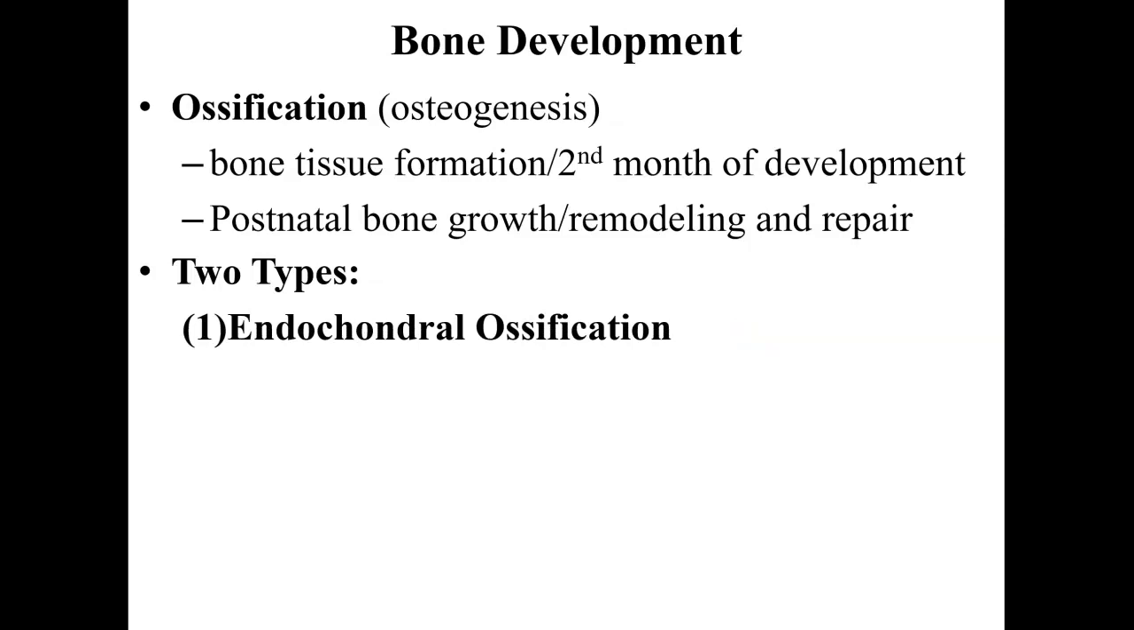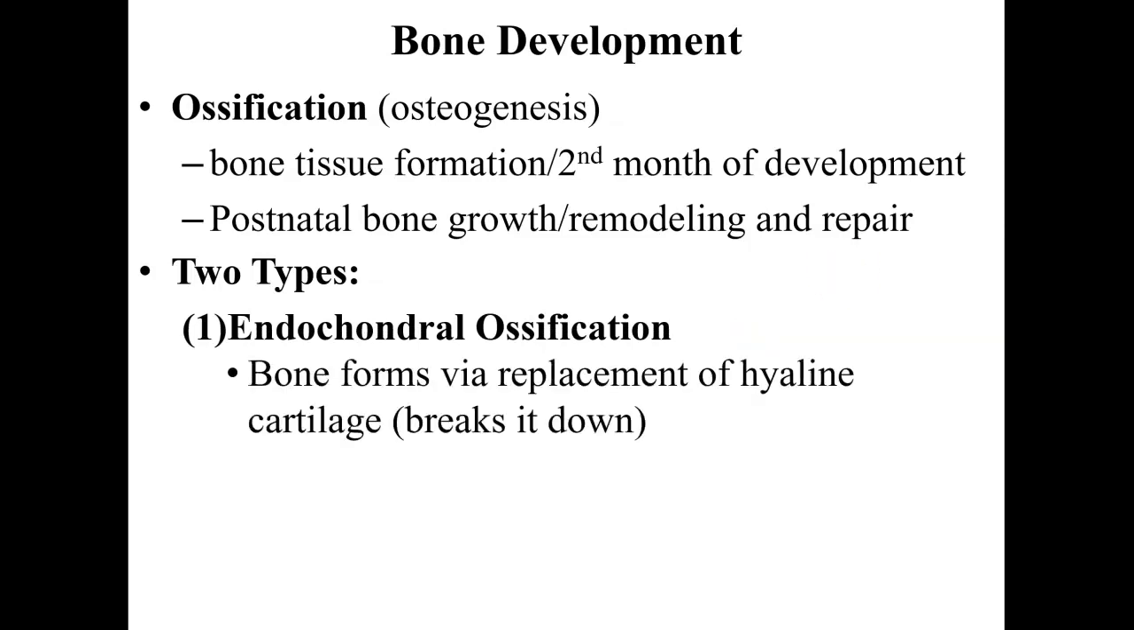First, you have your endochondral ossification. And so basically there, the bone forms via replacement of hyaline cartilage. And so as that bone ossification starts to occur, the bone tissue starts to move in. It's going to break down that cartilaginous tissue, and it's going to replace it.